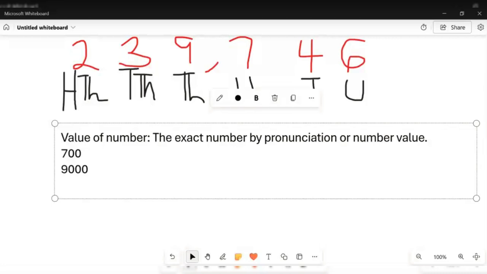What's the value for 7, Nadira? From what you have on the screen, what's the value for 7? 700. Thank you, my dear.